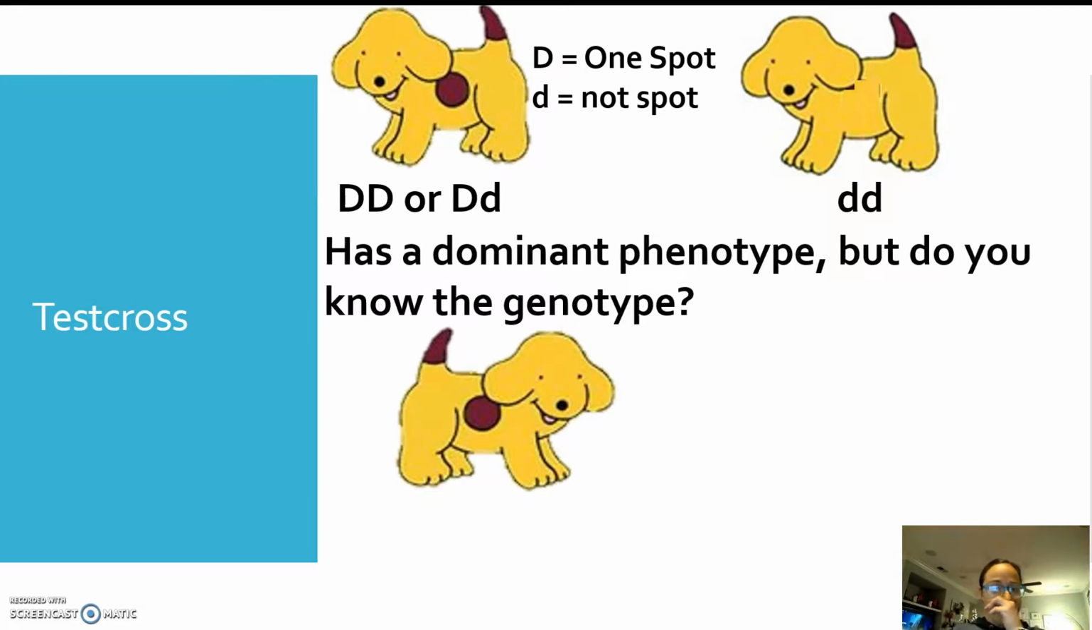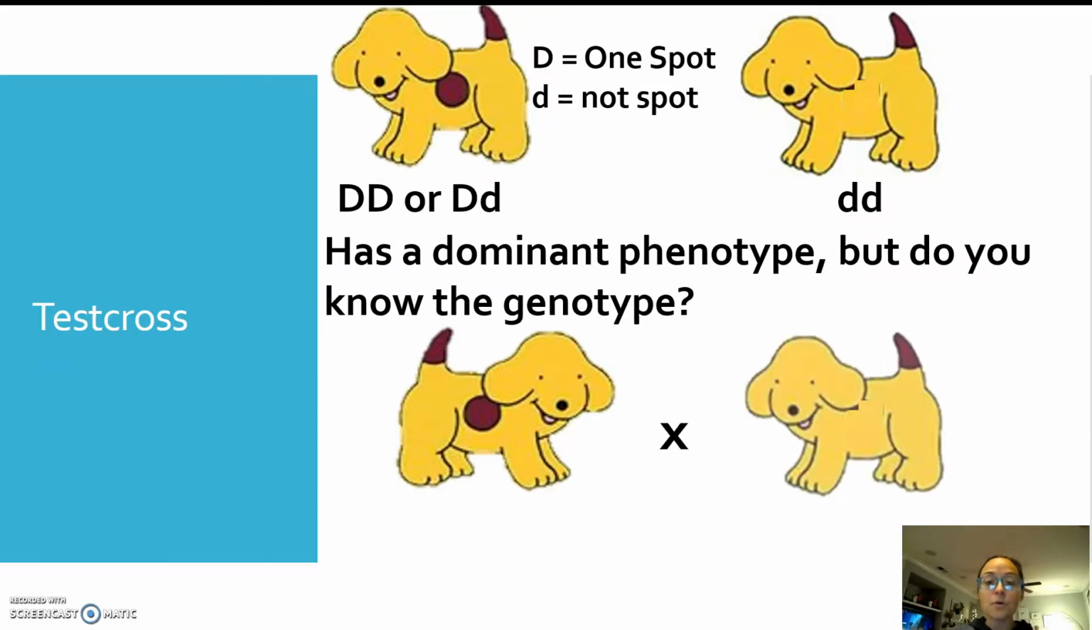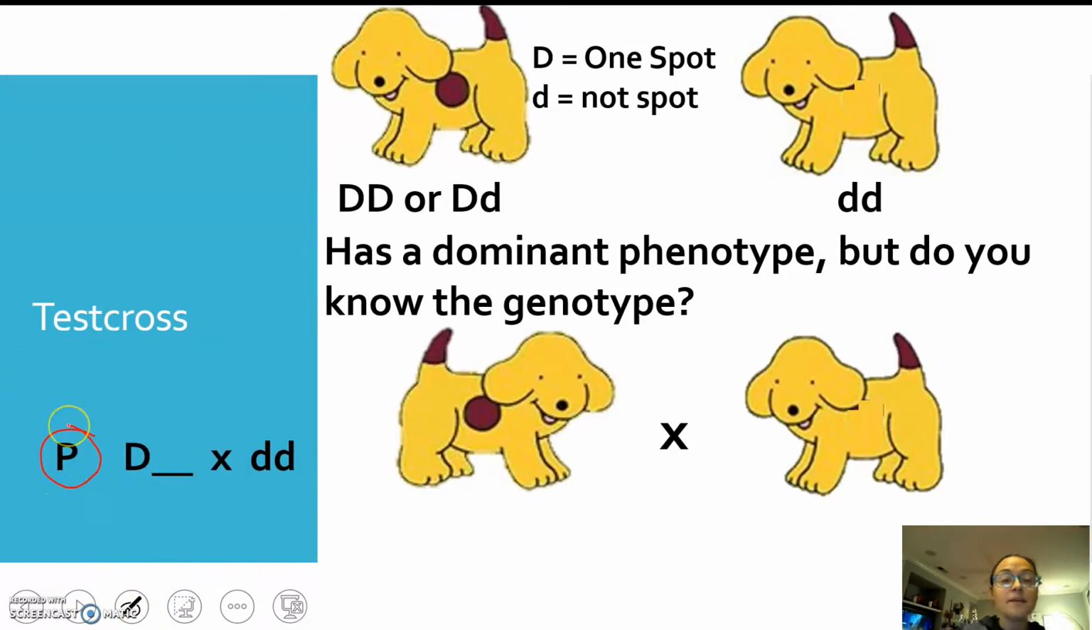Is it homozygous dominant or heterozygous? Because I know its phenotype, so I know it has at least one dominant allele, but I don't know its genotype. So what we can do is called a test cross, and that's where we cross the individual with a homozygous recessive. And with that, we can look at the offspring. So over here, you can see the parental generation. The P stands for the parental generation. Right now, I know this dog has one dominant allele, but I don't know what the second allele is. So I test cross it with a recessive individual.